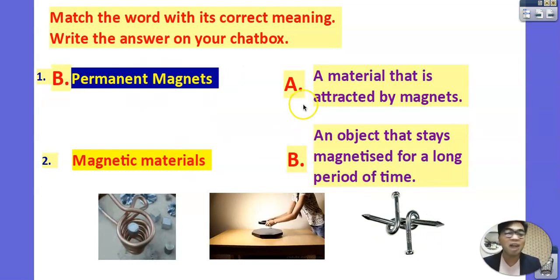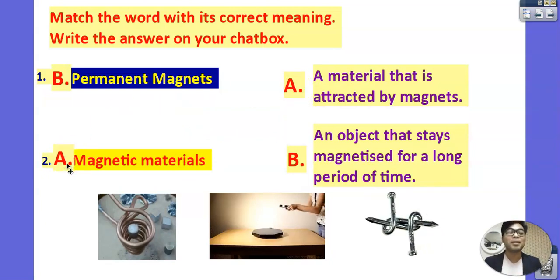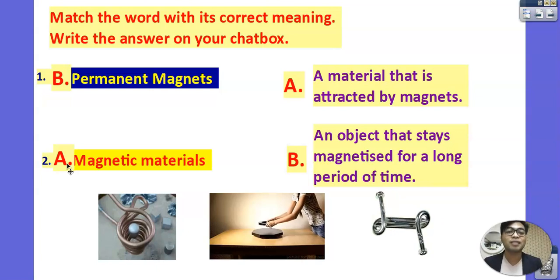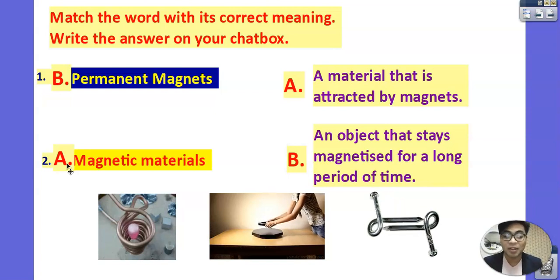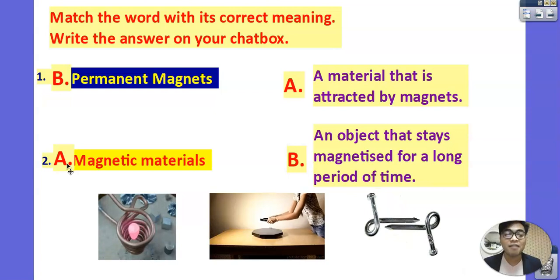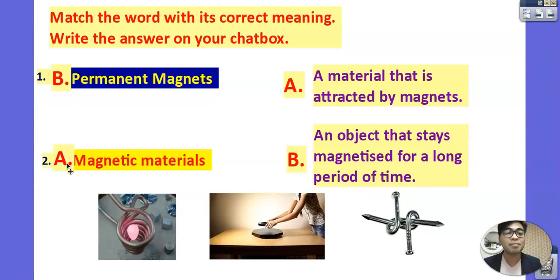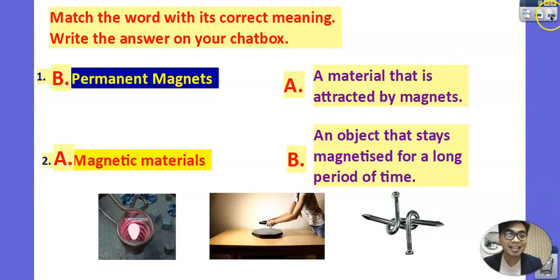In the magnetic materials, obviously, this is the one we just left. It's the letter A. So permanent magnets are the ones which are magnetized for a long period of time. Therefore, it can attract other materials for a long period of time. However, magnetic materials are just any of these materials that are attracted by the permanent magnets. Hence, we call them magnetic materials.